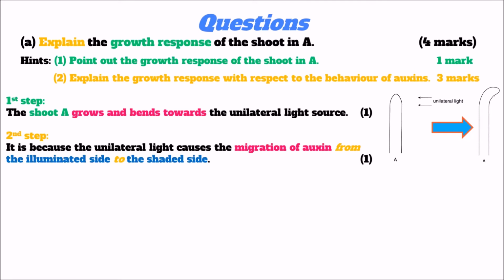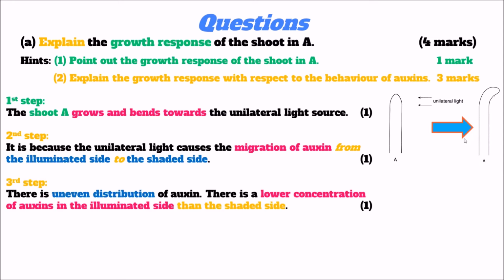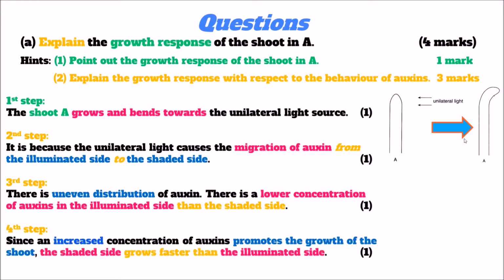And then for the second step, we need to talk about the migration of the auxin. It is because the unilateral light causes the migration of auxin from the illuminated side to the shaded side. And then there is an uneven distribution of auxin. There is a lower concentration of auxin in the illuminated side than the shaded side. Since an increased concentration of auxin promotes the growth of the shoot, the shaded side will grow faster than the illuminated side.